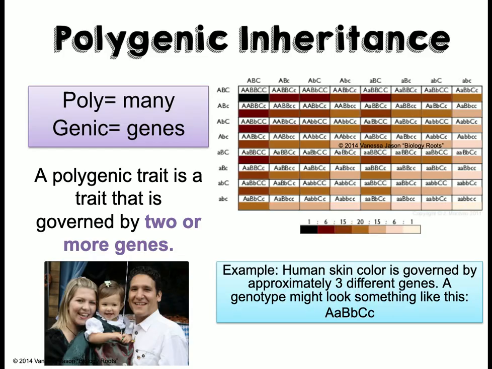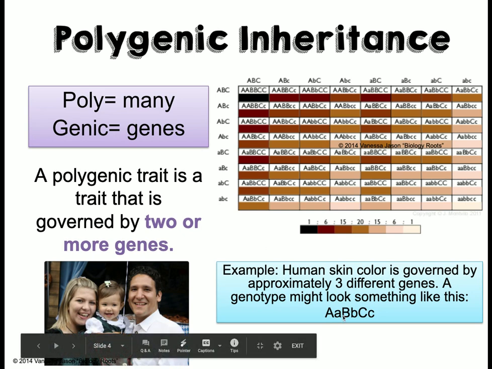So polygenic inheritance involves two or more genes. This would be something where there's a wide range of ways you can look, like skin color. Human skin color is governed by 3 different genes. So the genotype would look something like this: A, B, C, and you got 2 of each.